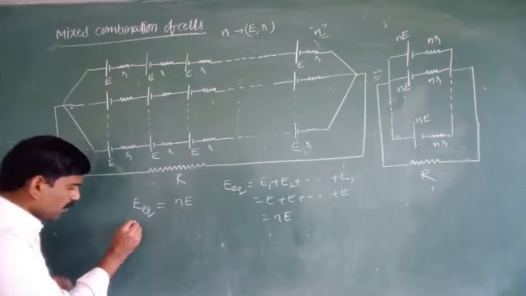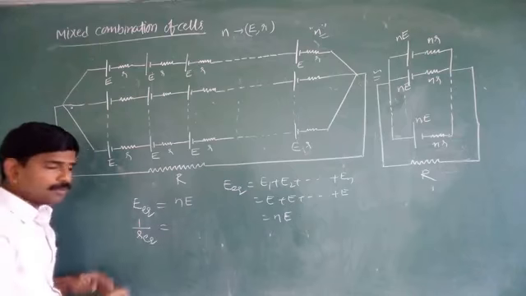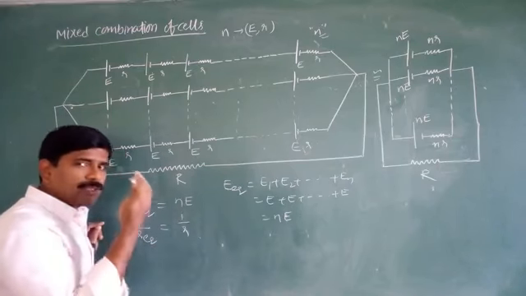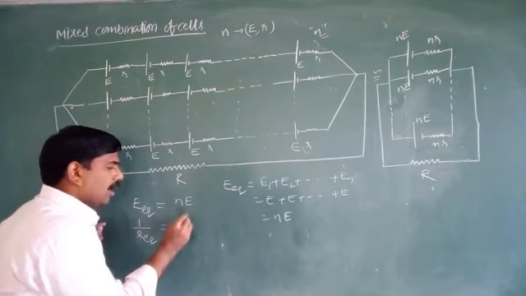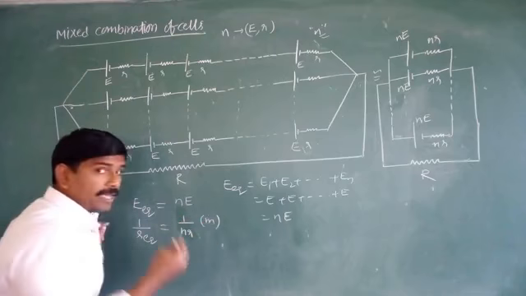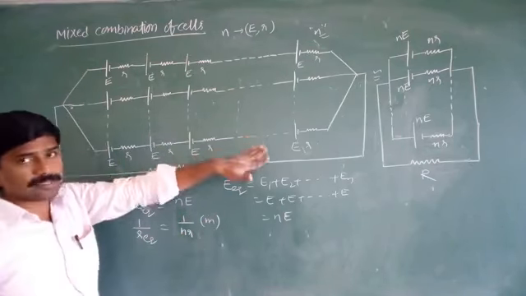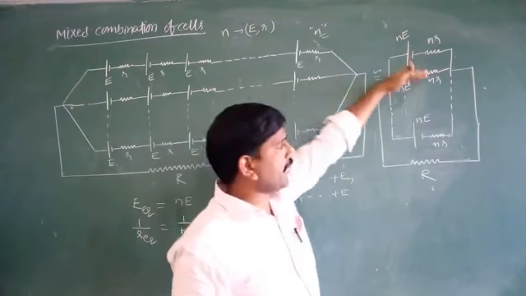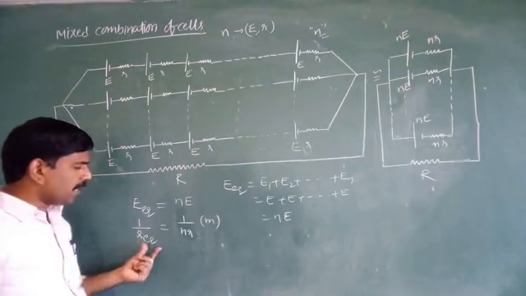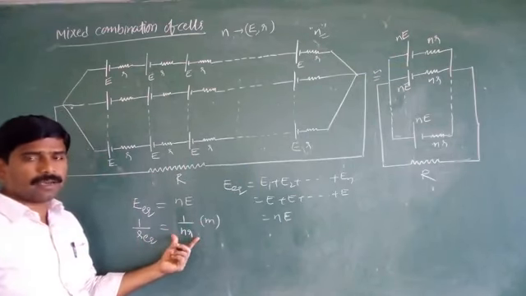What about the equivalent internal resistance? 1 by R equivalent is equal to 1 by R1 plus 1 by R2 plus 1 by R3 and so on. But here all are identical, that is 1 by R, how many times? M times, since we have M rows. Therefore, 1 by R equivalent is equal to M by NR.